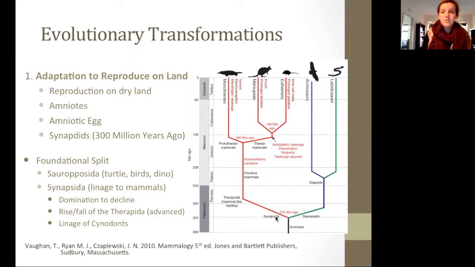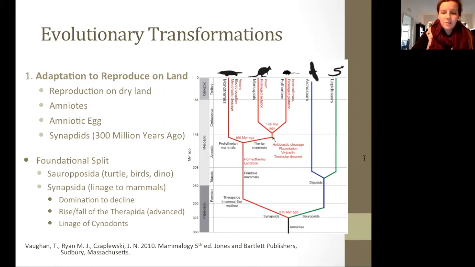They did this through the amniotic egg. This is a semi-permeable shell with an embryonic membrane. This happened about 300 million years ago. And then we see this foundational split between synapsids and sauropsids. Sauropsids are going to give rise to this lineage of birds, dinosaurs, and reptiles. But your synapsids are actually giving rise to what we will see as the lineage of mammals. During that Paleozoic era, in the Mesozoic period, this is when that foundational split occurred.